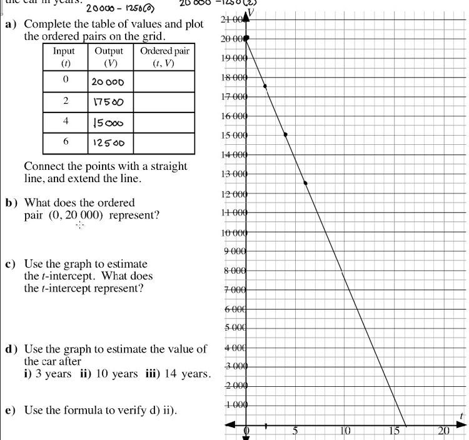What does the ordered pair 0, 20,000 represent? That's when the car is just getting driven off the lot. It is 0 years old. It is worth 20,000 bucks because this is a time and this is a value in dollars.